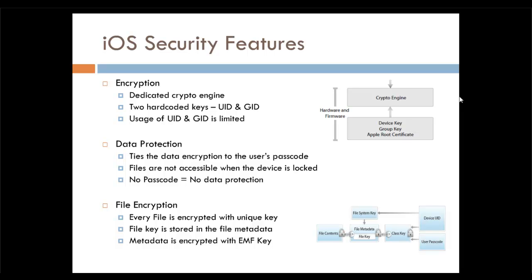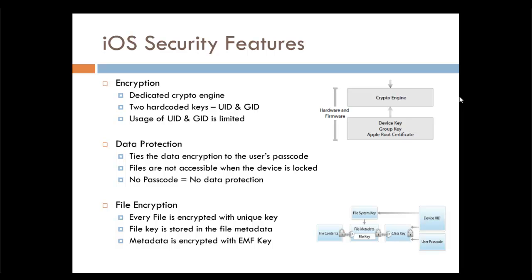In the case of laptops, we can protect the hard disk with full disk encryption software. In those cases, the hard disk content is encrypted. So even if you take out the hard disk and connect it to some other machine, it is encrypted and we cannot read it. The same concept was implemented in iPhone as well. iPhone comes with a separate crypto engine just for performing encryption and decryption. The crypto engine comes with two hard-coded keys, UID and GID. UID is unique for the device and GID is unique for the model.